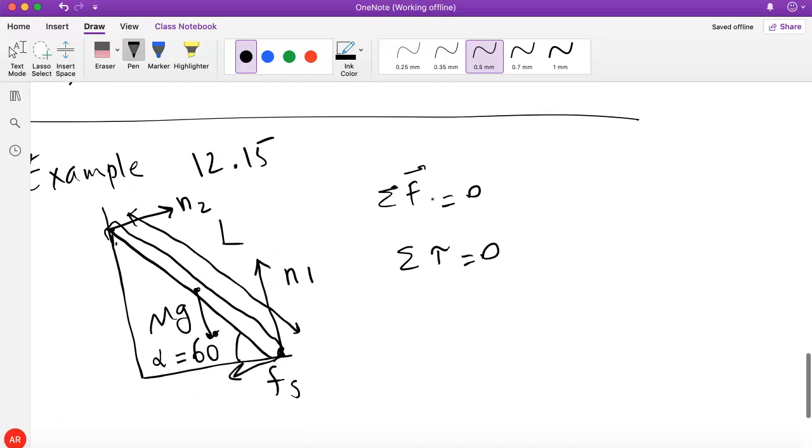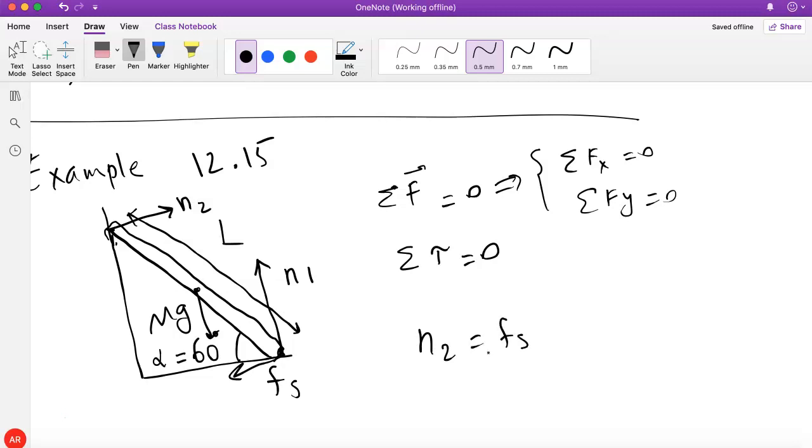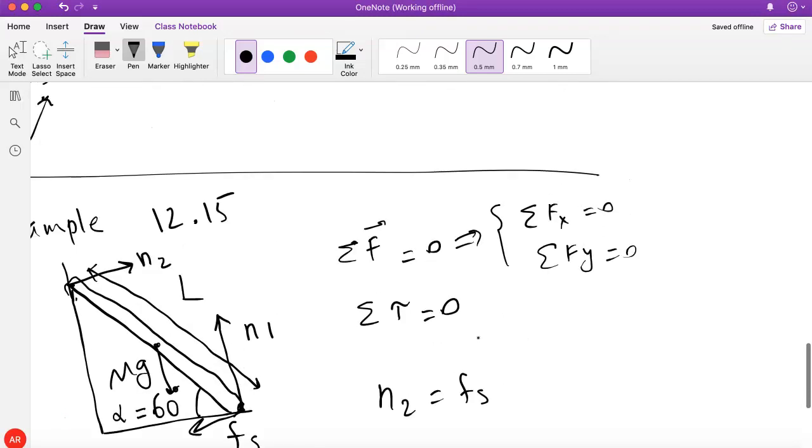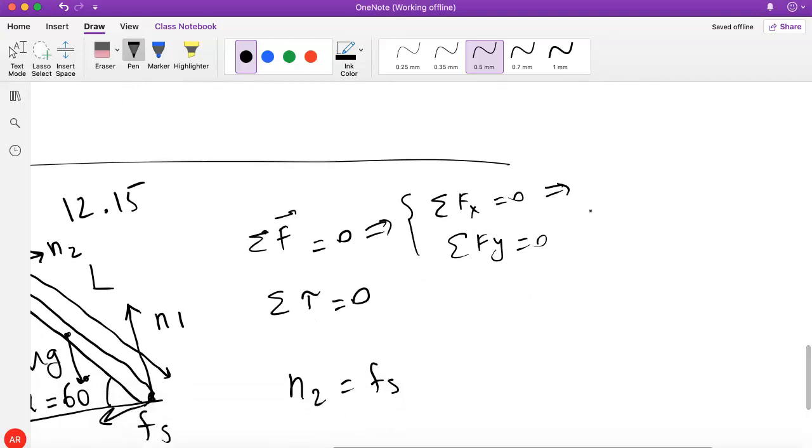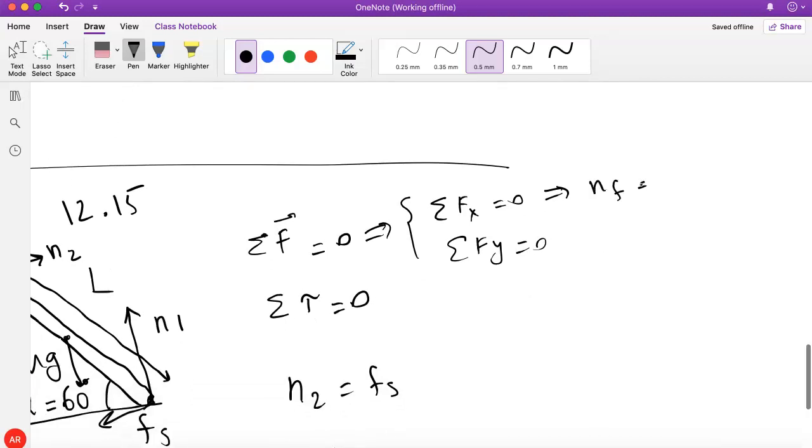So for the net force, I can pick a coordinate system and consider the x component of that equation and the y component of that equation separately. So this really is shorthand for two equations. Sum Fx is 0 and sum Fy is 0. If I consider Fx, two of these forces are already in the x direction, so that gives me N2 minus Fs is 0. So N2 is equal to Fs. That's one equation. Let me write it here so we keep track of where it's coming from.